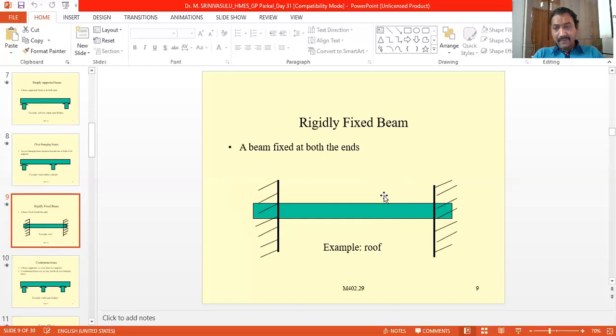A good example of this fixed beam is a roof, that is a slab. Here, what is happening at both ends? For example, we have two beams and the slab is laid between the two beams. That means the roof or the slab is fixed between the two beams. That is a good example of the fixed beam.